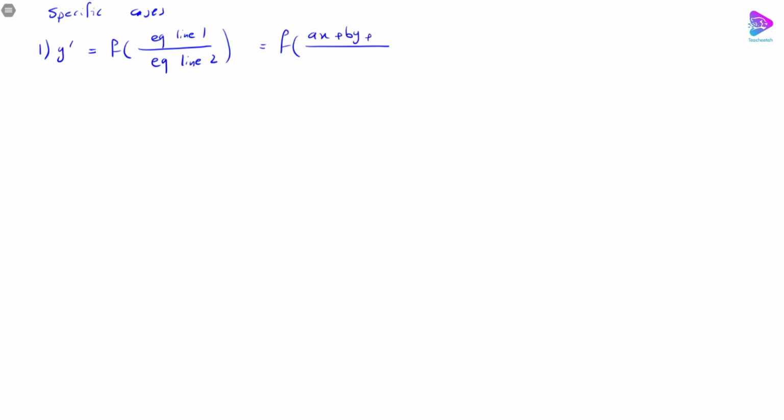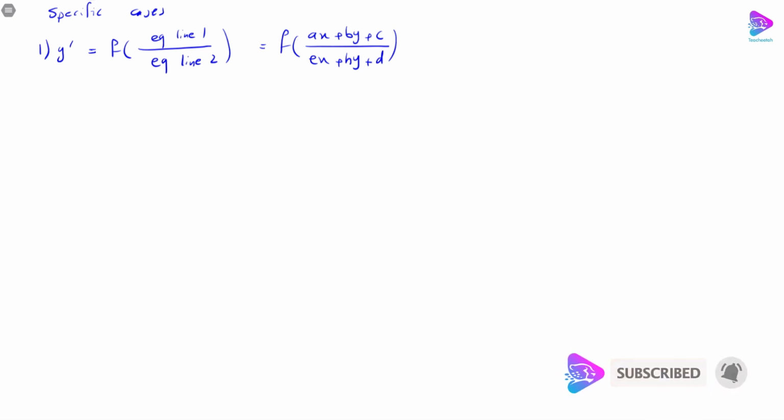So in the last session we talked about homogeneous differential equations, and in this session we're going to go through specific cases. So the first case is where we have y prime is equal to f of equation of line 1 over equation of line 2. What we mean by that is, as you can recall from previous courses, the equation of a line is in the form of ax plus by plus c over ex plus hy plus d.